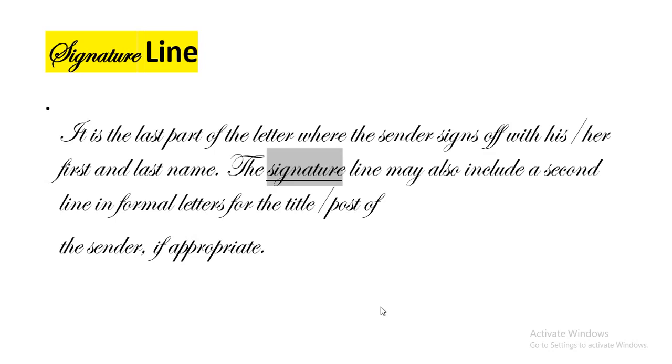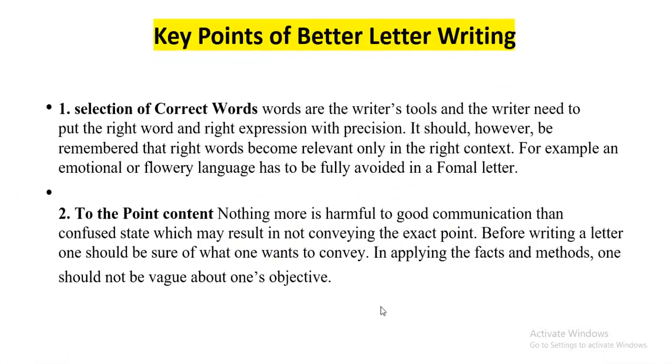The signature line may also include a second line in formal letters for the title or post of the sender, if appropriate and applicable. Key points of better letter writing, or especially formal letter writing. Number one, selection of concrete words.